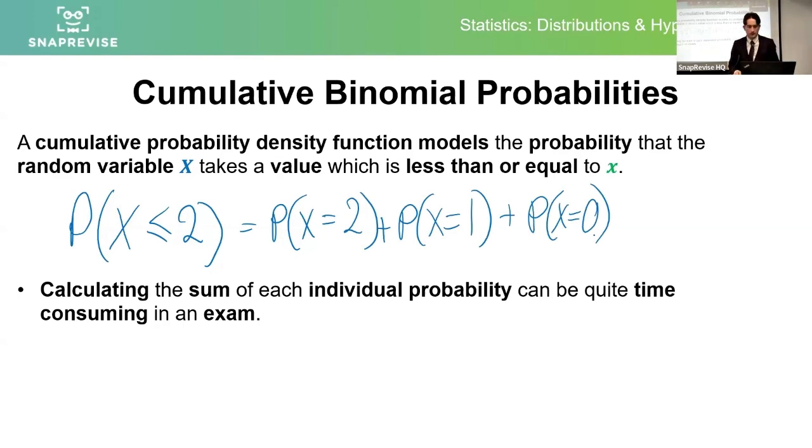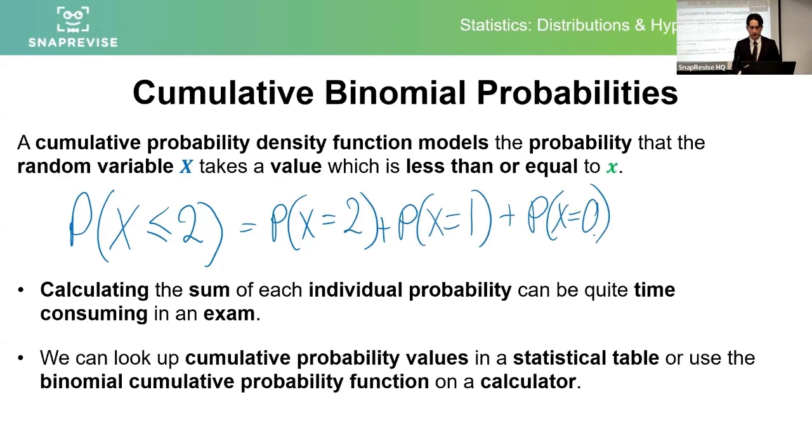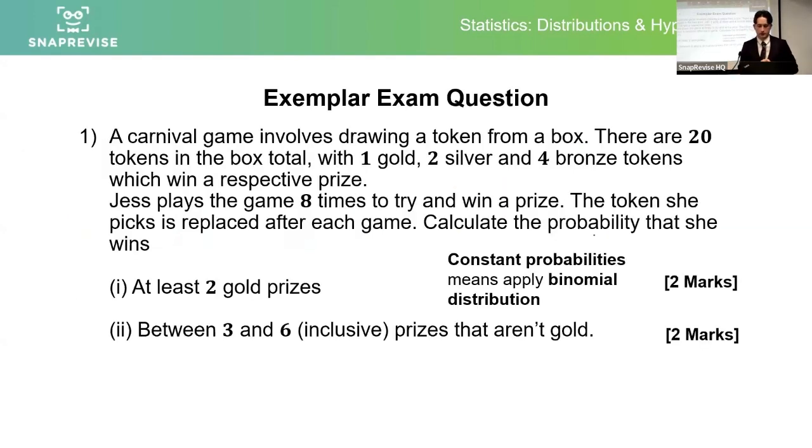Okay, so you could work them all out separately using the PD function or the formula, but actually a lot of you are familiar with the CD function on the calculator, which will just find all of them added up. Or on a statistical table at the back of the formula book in the exam, that's useful as well. So if you're happy using that, hopefully we are, let's try this question now.